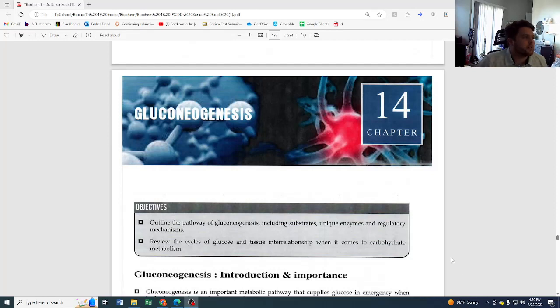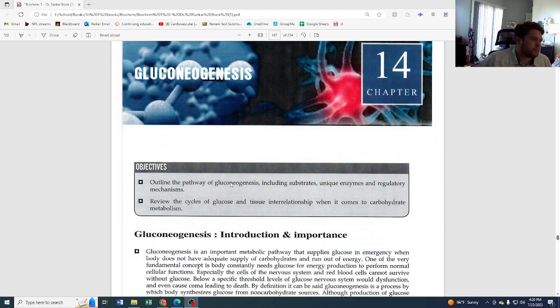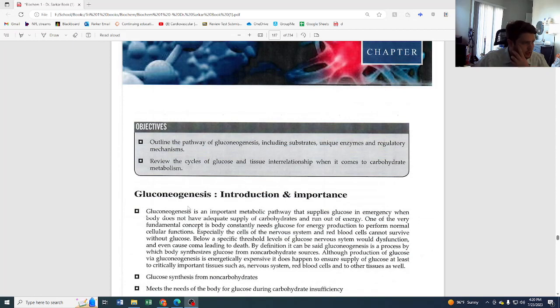Okay, everybody, we're going to try and fly through these last two chapters for this unit for you guys. So, gluconeogenesis, chapter 14. We're going to outline the path of gluconeogenesis, including the substrates, unique enzymes, and regulatory mechanisms. Review the cycles of glucose and tissue interrelationship when it comes to carbohydrate metabolism.